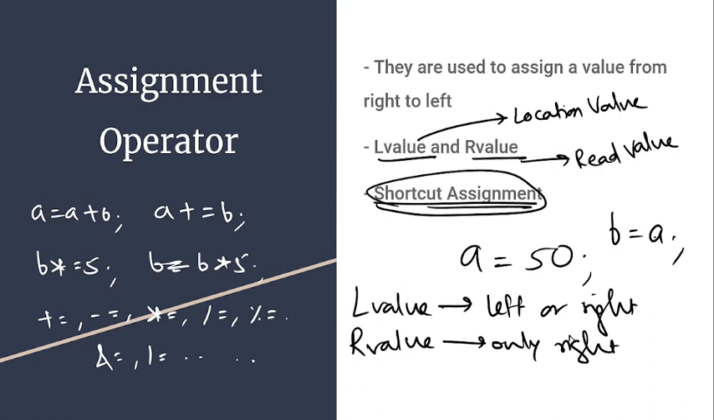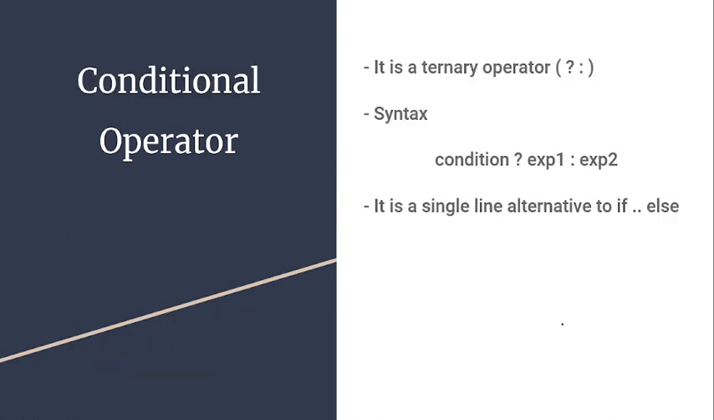So when I say B equal to A, B being on the left, it is used for storing. What to store? Whatever value will be given by A will be stored in B. Clear? Okay.